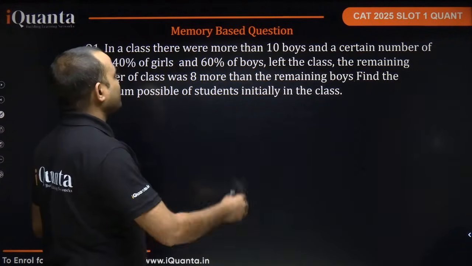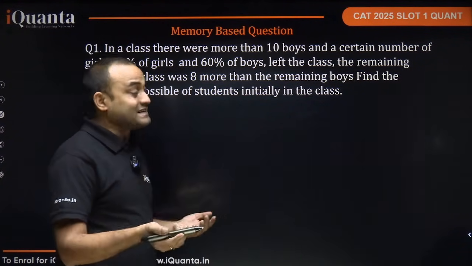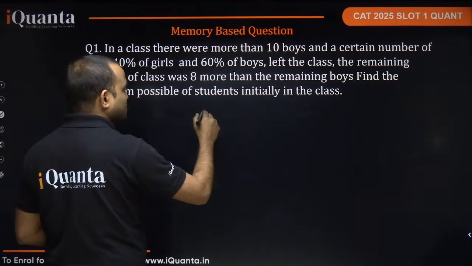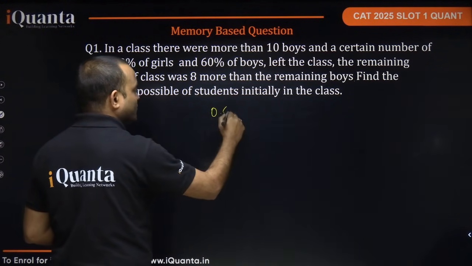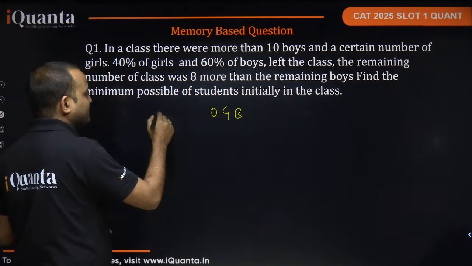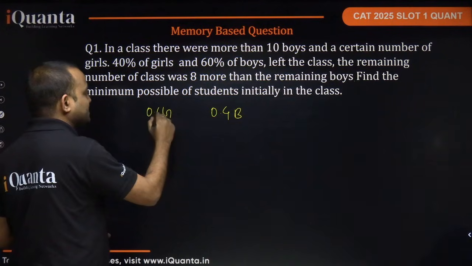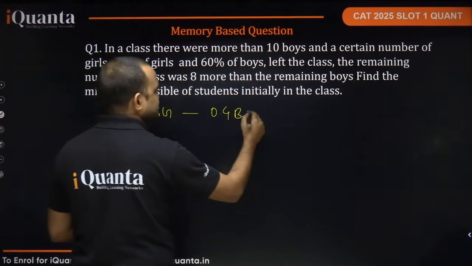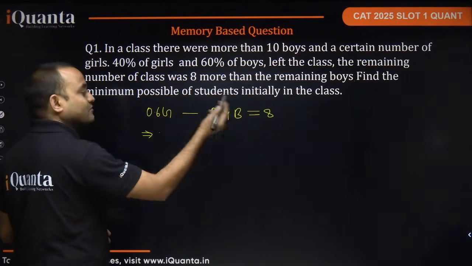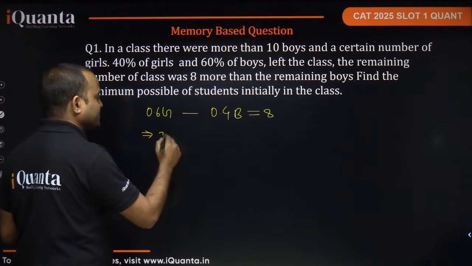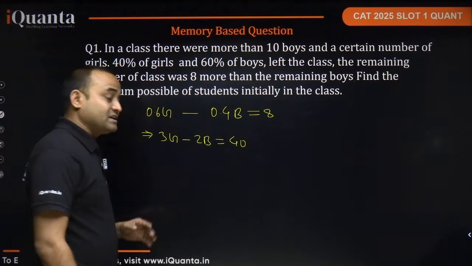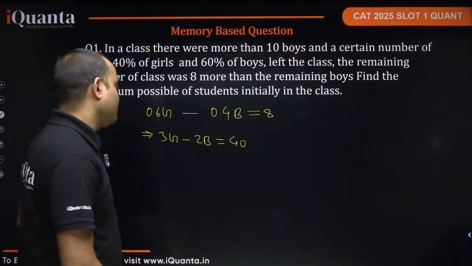So what do we have? Number of boys, number of girls. Number of boys is greater than 10. So 40% of the girls and 60% of the boys left. If the total number of boys is B, then 0.4B boys are left. If the number of girls is G, then 60% are left. And if we subtract this, then this is equal to 8. Now if you multiply by 5 on both sides, then we get 3G minus 2B is equal to 40. This is how we need to solve it.